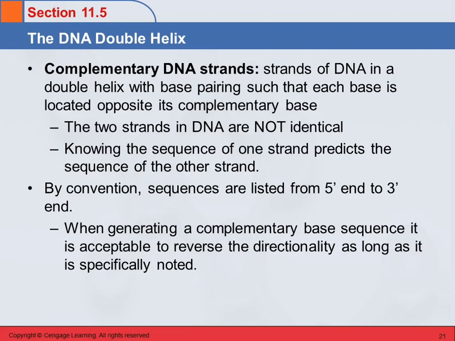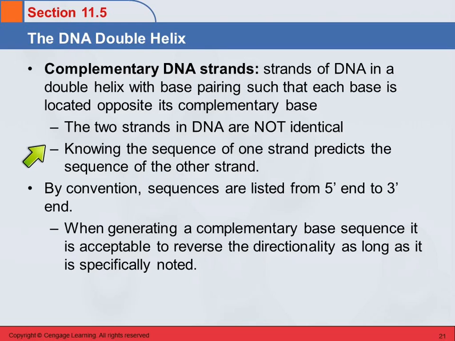So the DNA has complementary strands. Those strands are going to match up so that the base on one strand pairs with a complementary base on the other strand. And the whole thing is being held together by hydrogen bonds. What this means is the two strands in DNA are not identical. They're complementary. But they're going head to tail, matching up complementary strands. They are definitely not identical. They're not even just mirror images of each other.